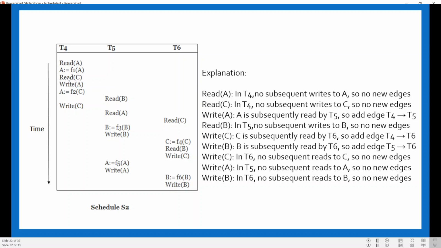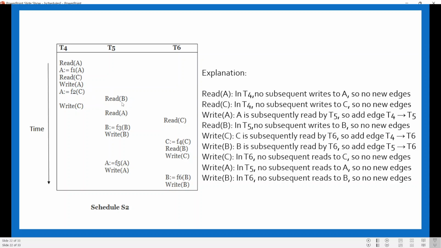Now for write A, we will be seeing whether there is any subsequent read operation of A. We can see that a read operation is there in transaction T5 subsequently, after this write A. So T4 to T5 we will be joining with an edge, because there is a subsequent operation.